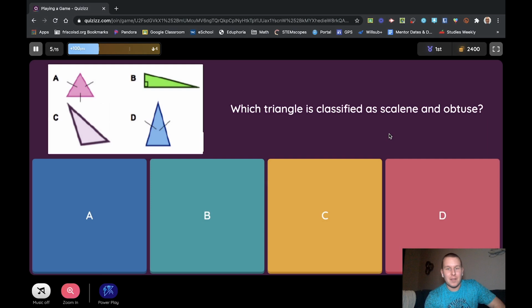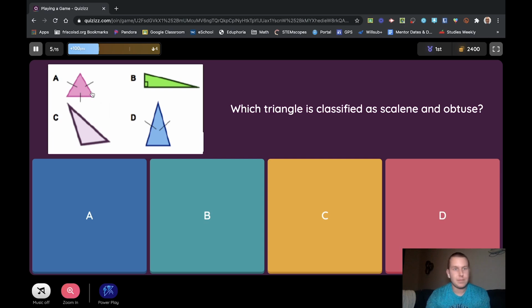All right, number 5. Which triangle is classified as scalene and obtuse? So let's remember, a scalene triangle has all sides different. None of them are congruent to each other. And an obtuse triangle has an angle that is greater than 90 degrees.